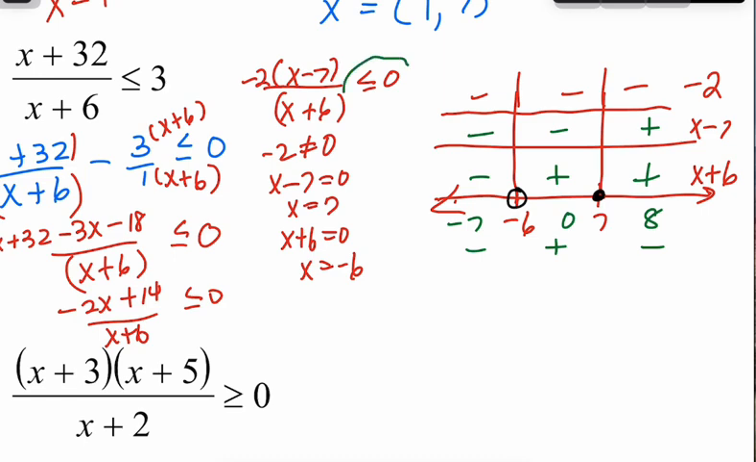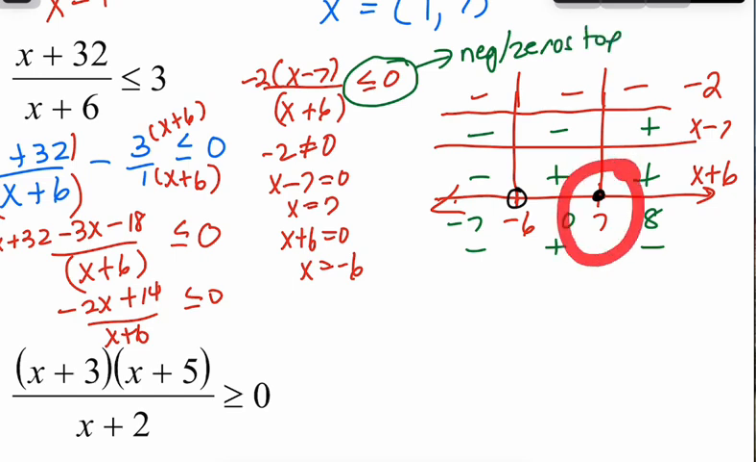Now go back to your symbol. Less than or equal to 0 means I include the zeros if they're from the top, and I want less thans, so I need negatives and zeros from the top. Now I put my zeros from the top. That's 7. I already made a closed-in dot to remind me of that. But let's go ahead and color in every place that we have a negative.